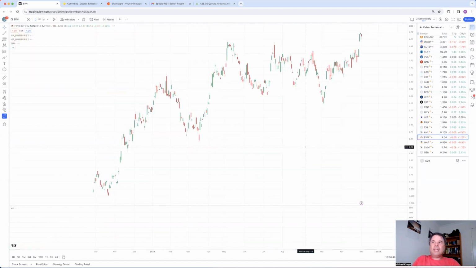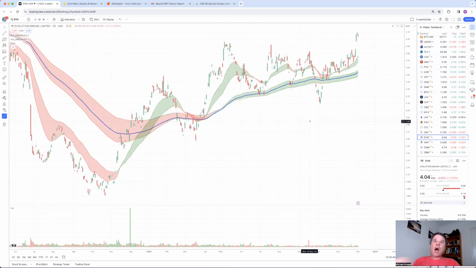Evolution Mining, this chart actually does look pretty good. I would say a lot of gold bugs are putting their money into companies like Evolution Mining because it's probably one of the biggest gold producers on the ASX. Northern Star is another one. And the reason I'm showing you Evolution Mining is because the share price is at a long-term high.